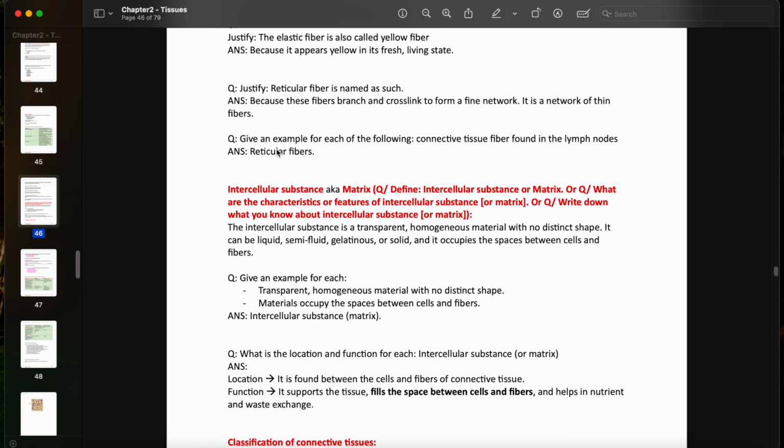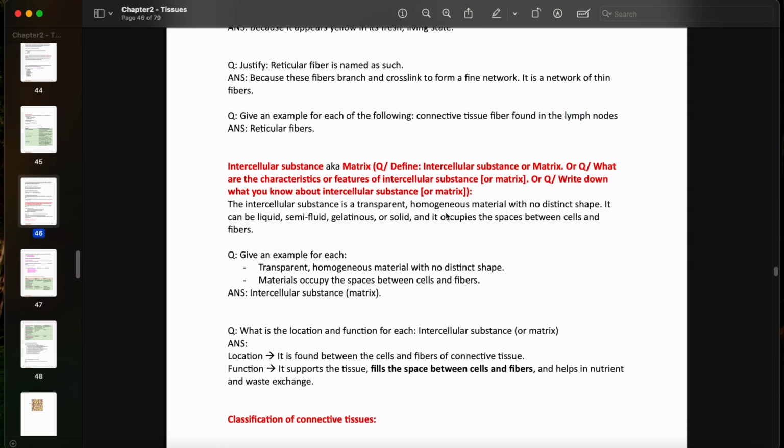They can give you a question telling you to give an example for each of the following, and a connective tissue fiber found in the lymph nodes. This is a very possible question, and the answer is the reticular fibers. We said that reticular fibers are found in the lymph nodes. And that's it. That's the fibers.